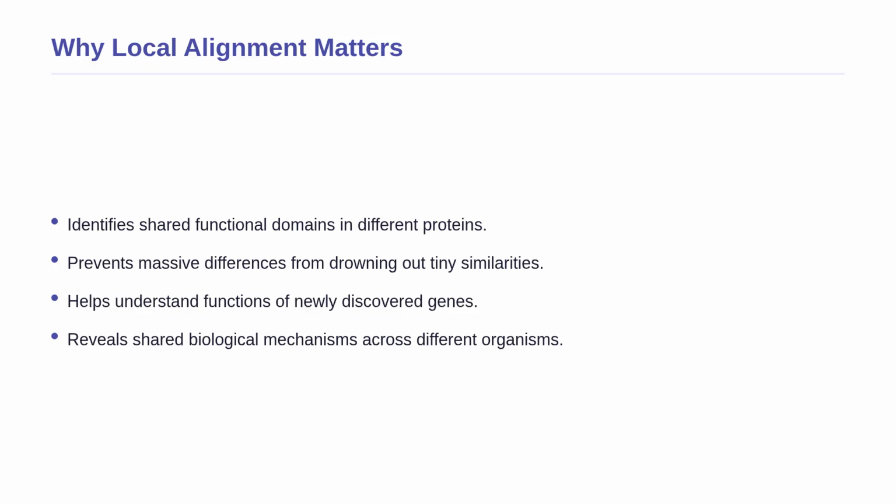Why is this targeted search so important? Local alignment is arguably even more useful in practical biology than global alignment. Often, two completely different proteins might share a small, identical functional domain, like a binding site for a specific molecule. If we used global alignment, the massive differences in the rest of the protein would completely drown out this tiny similarity. By using local alignment, scientists can discover these crucial shared domains. This helps them understand the function of newly discovered genes and how completely different organisms might share specific biological mechanisms.